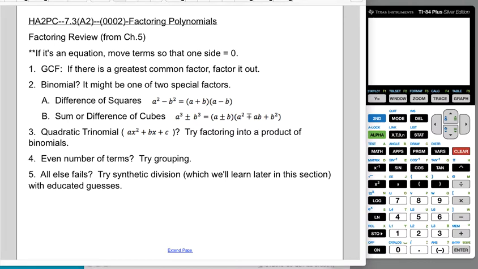If it's a binomial, you're going to see if you can use one of the two special patterns that we learned in Chapter 5, even though you technically weren't supposed to learn the second pattern until now. If something is a quadratic trinomial, you're going to try factoring it into a product of two binomials. If there are an even number of terms, you're going to try grouping. And lastly, if all else fails, we're going to learn to try synthetic division, which is what we learn in this section. So let's go ahead and start factoring again.